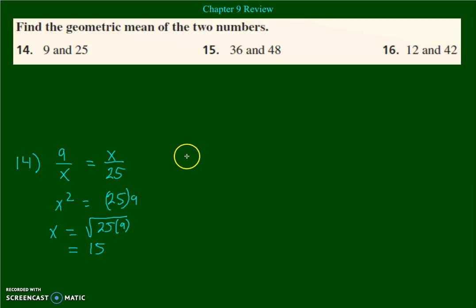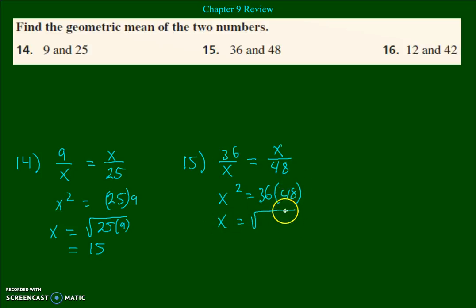Now to problem 15. Again, we're looking for the geometric mean. So we set it up in the same way. X is still the geometric mean because we don't know it. 36 and 48 are the other two numbers. X squared equals 36 times 48. X equals the square root of 36 times 48.